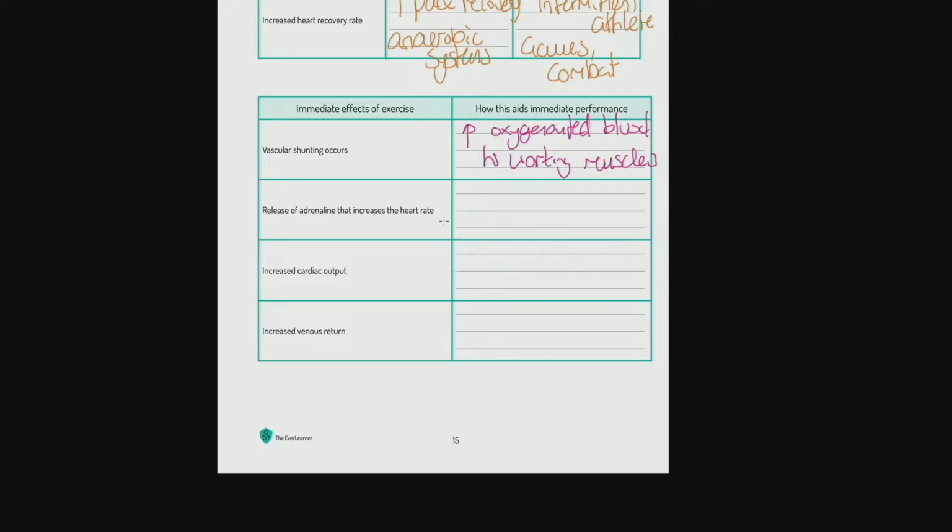Release of adrenaline that increases the heart rate. By the way, you can also say epinephrine here. That's absolutely fine if that's something you know from your other studies. So on this one, what we can say here is it stimulates the SA node to increase heart rate. Fantastic. Increased cardiac output. This means that we can do more work, increase work aerobically.